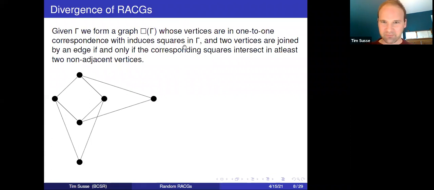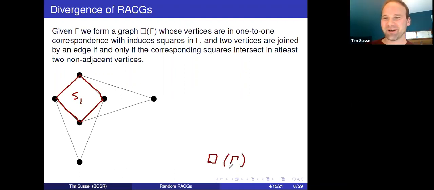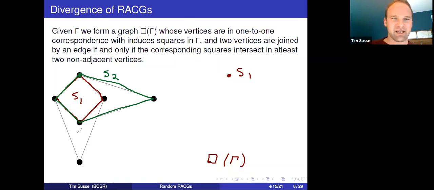So here's our graph gamma. Here's a square S in gamma. What is this graph called, by the way? It's the square graph of gamma. Okay, the square graph of gamma. Thanks. So we'll start with this vertex S1, that first induced square. And then we see another induced square, S2, this green square, and we see that it intersects S1 in this diagonal. So in the square graph, S1 and S2 will be joined by an edge.